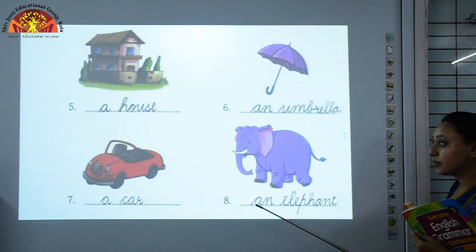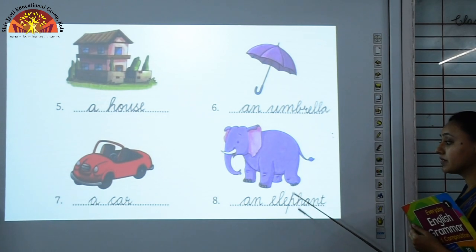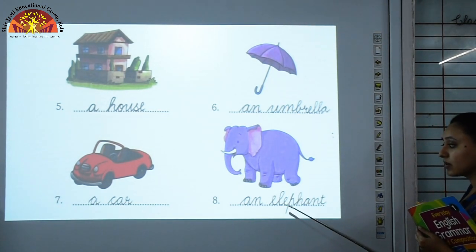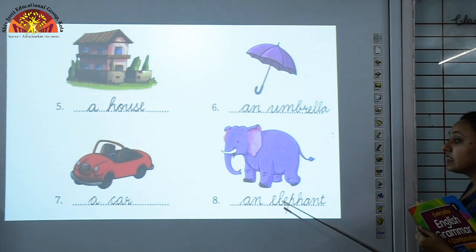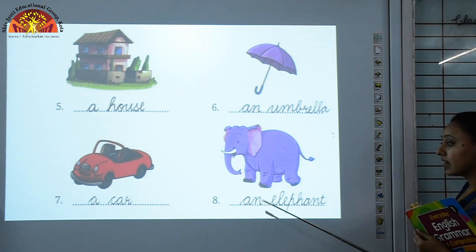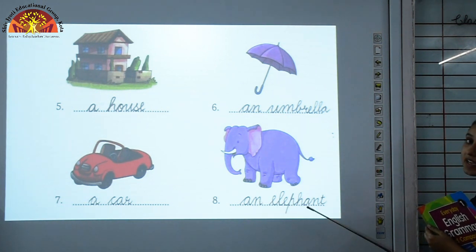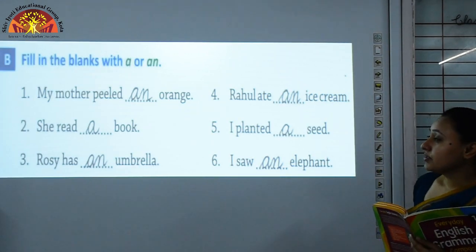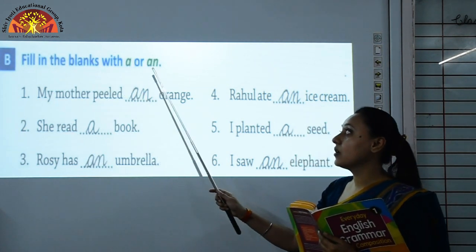Now look at number 8. This is the picture of elephant, okay? We will write elephant here, then we will add an before elephant because it begins with vowel sound letter E. So we will add N here and elephant, E-L-E-P-H-A-N-T, elephant, okay children? Now children, fill in question B, fill in the blanks with A or N.